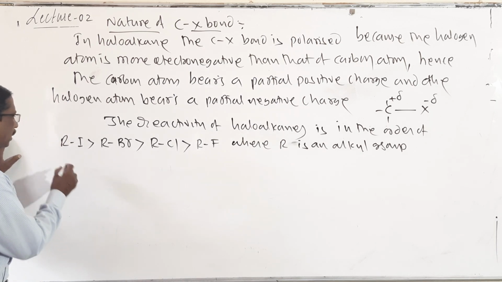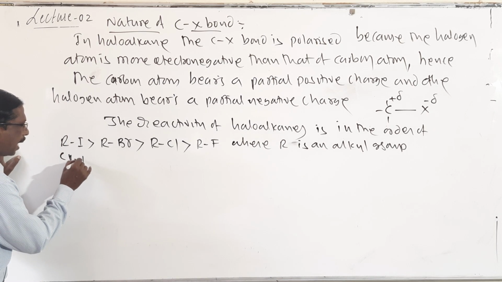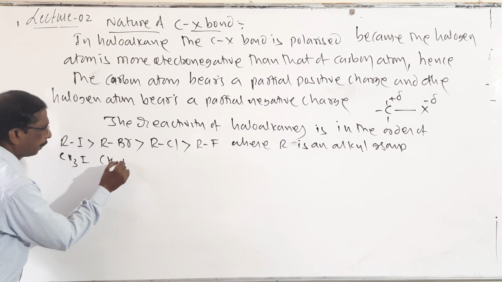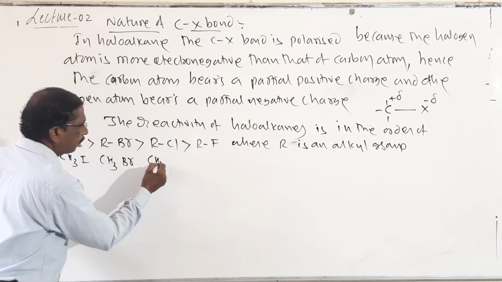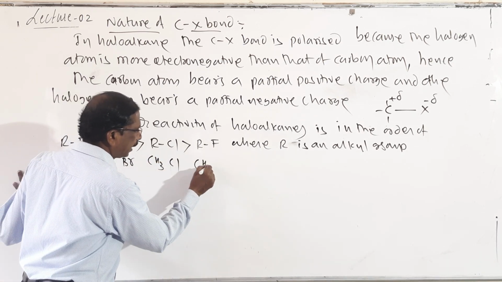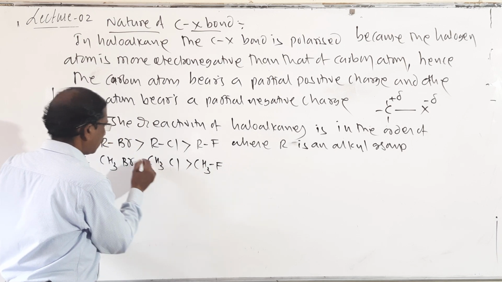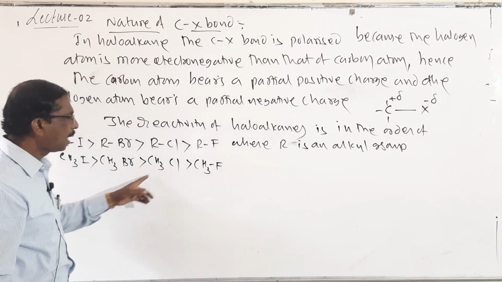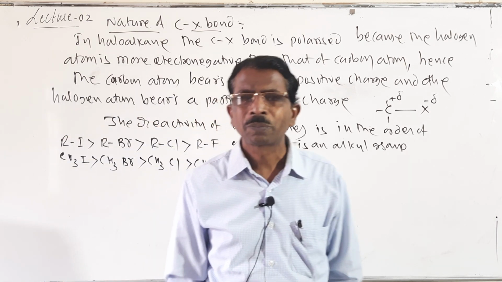So if I write, instead of this CH3I, CH3Br, CH3Cl and CH3F. So here, why is the order of reactivity like this?